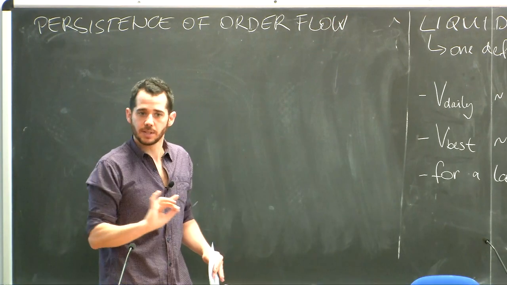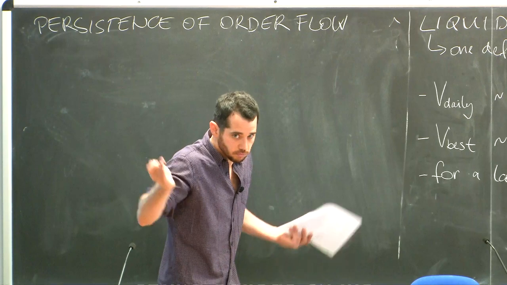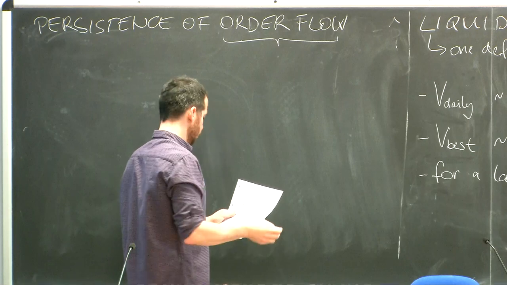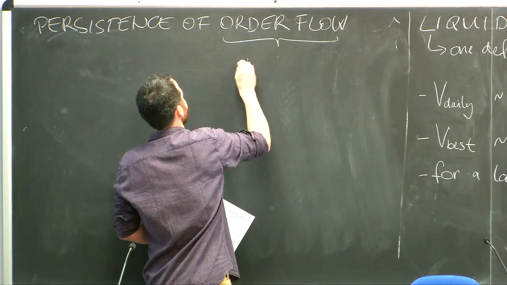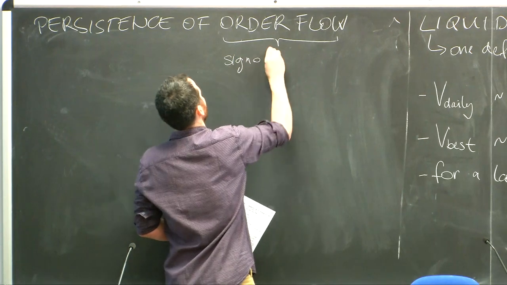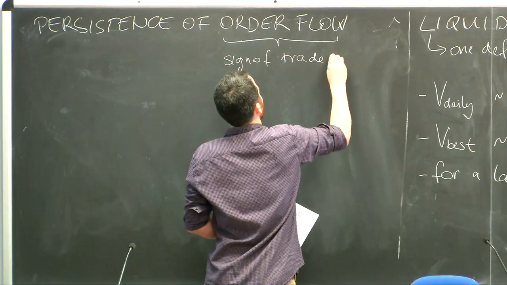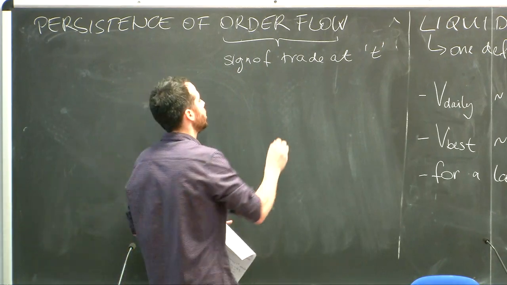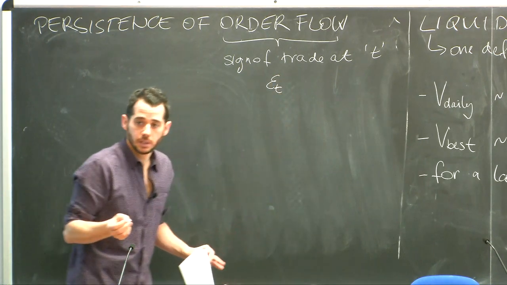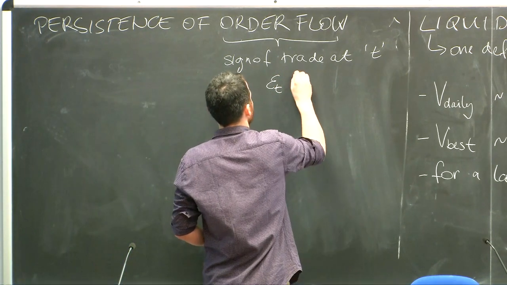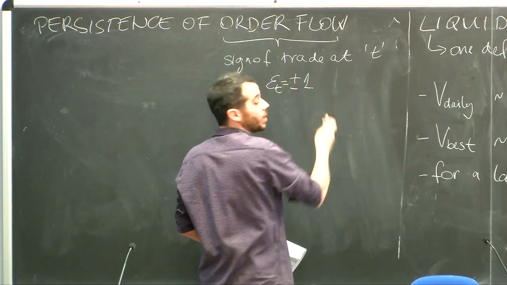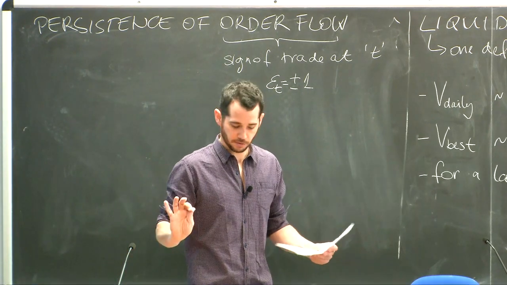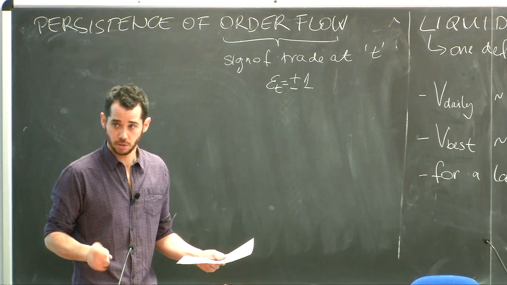Order flow, we will simplify our life. Order flow is all the trades and the orders coming. What we will simply do is decide that this is simply the sign of trade at time t. We look at the time series of all the trades and we only care about their sign. We'll call this epsilon t, which will be plus or minus one: plus one if the initiator of the trade is buying, so the market order is a buying trade, minus one if it's selling. So we really simplified, we throw away a lot of information.